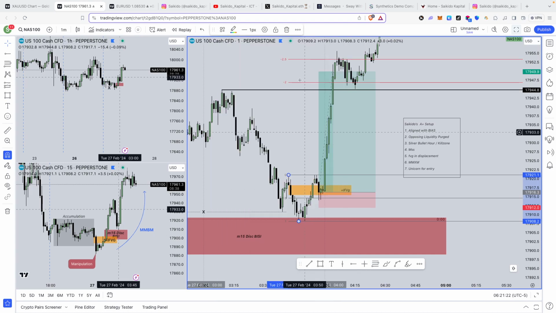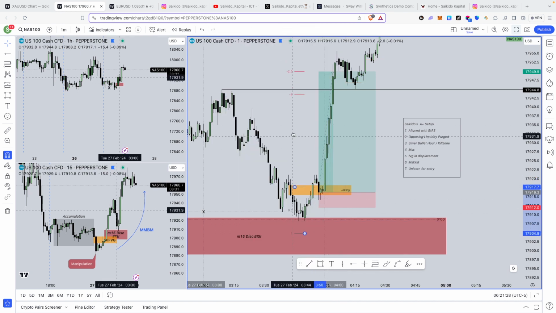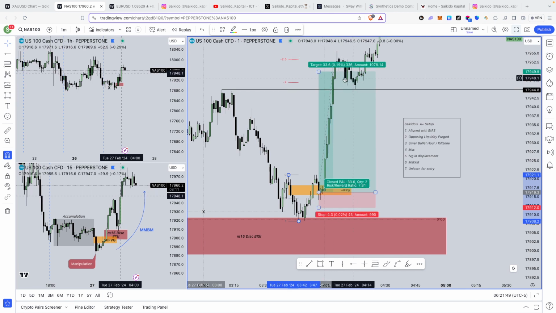I use these standard deviations for my take profits and to know where I should be anticipating a reversal. So I measure this manipulation leg, because this is manipulation. We are not going low. We never came back below this low. So take the swing high and the swing low, you measure that, and then you project -2, -2.5 standard deviations. Then you can see here we started having that reversal kind of pattern.